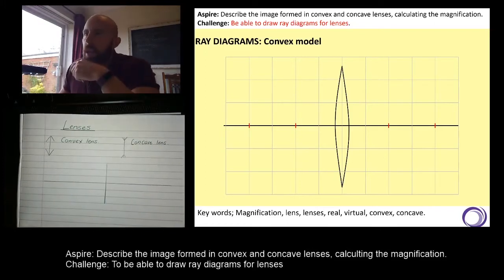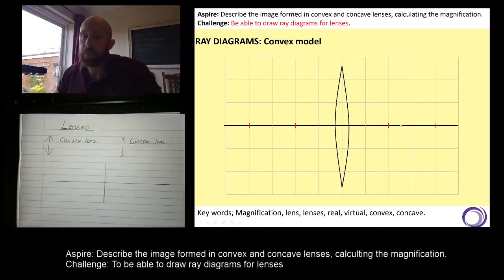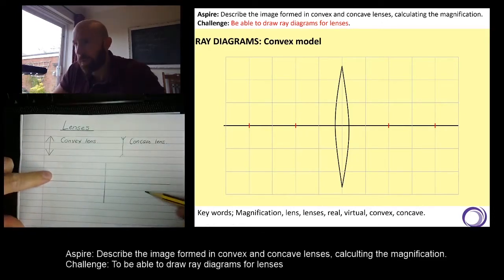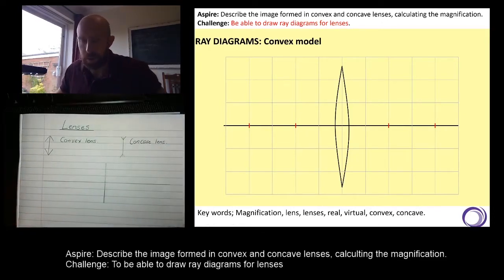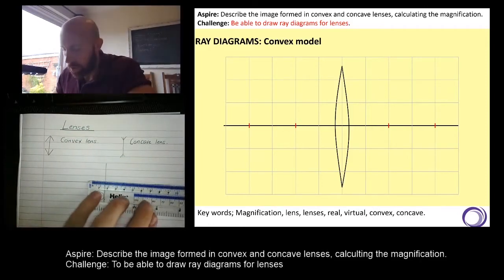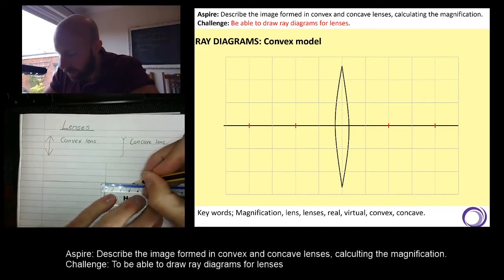So the other things you might notice are these little red lines. You need to know what those are, and they're what we call our focal points. When we looked at the image earlier, we saw that as the light went through the lens, it was brought to a focus, and that is the focus point. So we've got our first focus point. Let's do that first focus point at 3 centimeters, so make a mark at 3 centimeters from your lens.